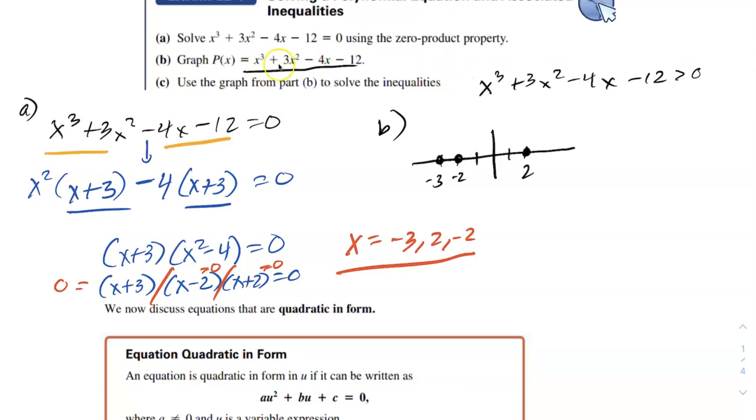So like that, those are my x-intercepts. Now notice there's a positive x cubed, so we're going to start on the top right, and then we're just going to go through all of these. None of these have a multiplicity higher than 1, right? There's no balancing on this one, so you're just going to go through all of them. So it looks something like this.